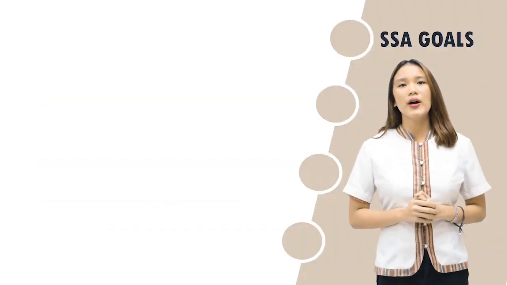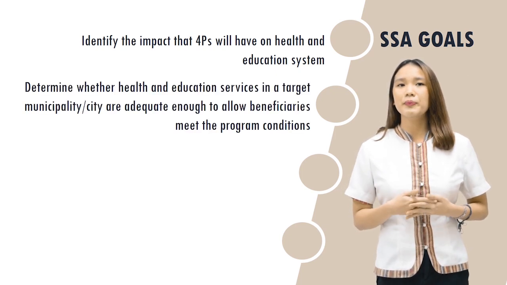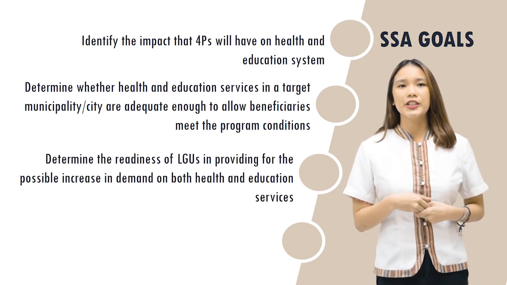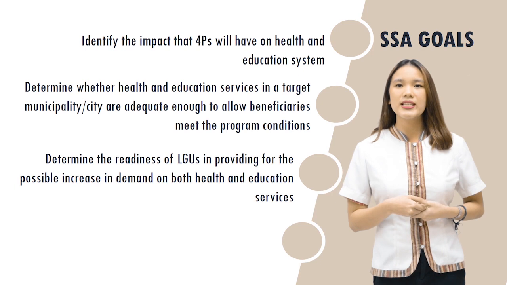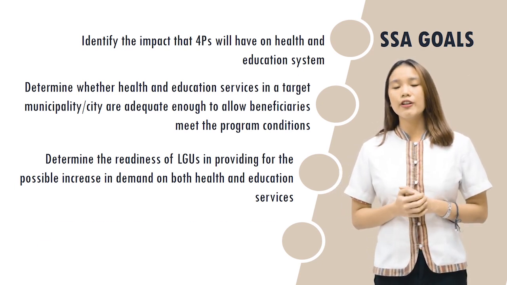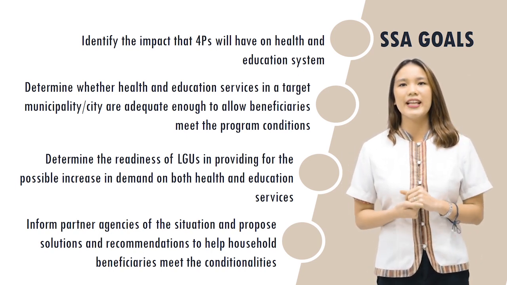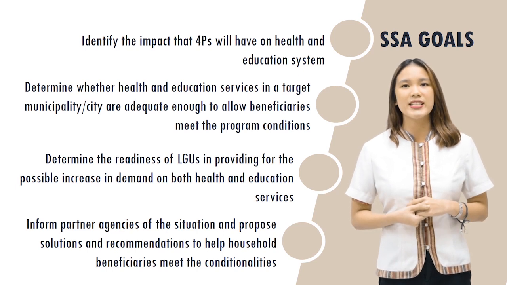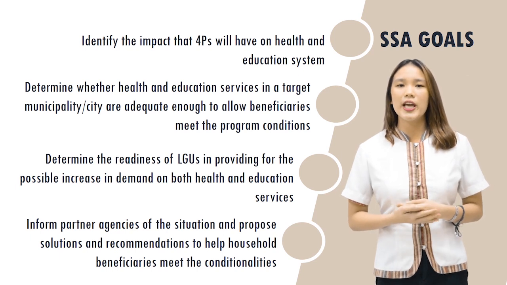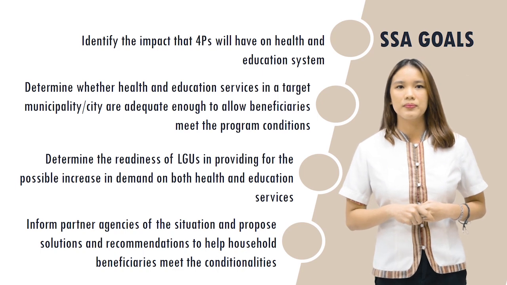For the goals, we want to identify the impact it will have on health and education, determine whether or not health and education services are adequate, determine the readiness of the LGU in cases of an increase in the demand on health and education, and lastly, inform the agencies. All these objectives and goals boil down to informing our partner agencies of the identified supply side gaps and finding solutions to enable our partner beneficiaries to meet the conditionalities of our program.